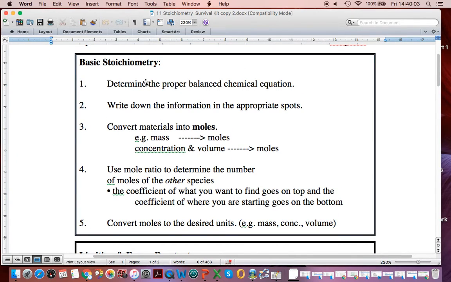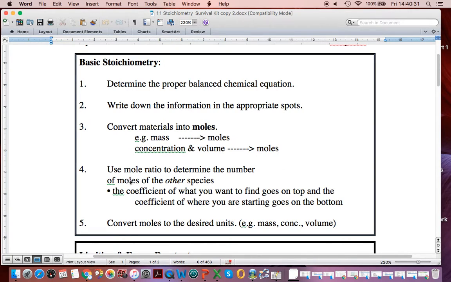The first section of Stoic, we said, hey, it's a 5-step process. Basic Stoic, you always start with a balanced chemical equation. Now, you love questions that start with moles, but most won't. Most will start with mass or volume and concentration. So you're writing down that information in the appropriate spot under your balanced chemical equation. Don't forget your significant digits. Number 3 says we have to take whatever we have, whether it's mass or concentration and volume, and get it to moles.